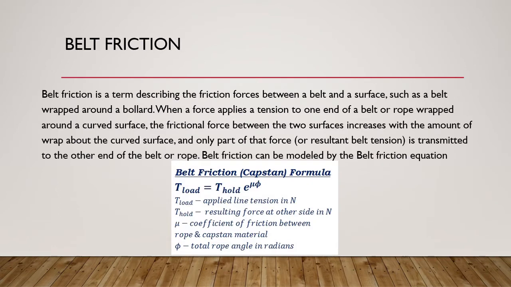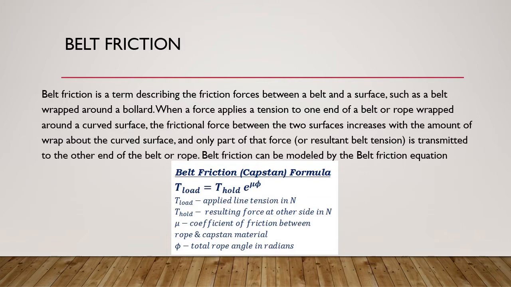Belt friction. Belt friction is a term describing the friction force between a belt and a surface, such as a belt wrapped around a barrel. When a force applies a tension to one end of a belt or rope wrapped around a curved surface, the frictional force between the two surfaces increases with the amount of wrap about the curved surface, and only part of the force, the resultant belt tension, is transmitted to the other end of the belt or rope.